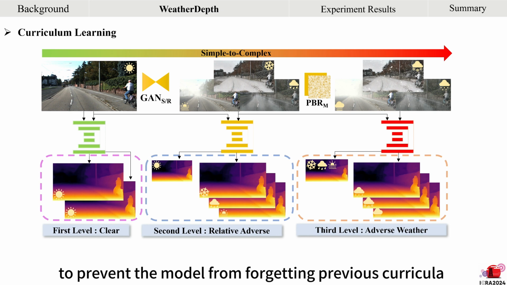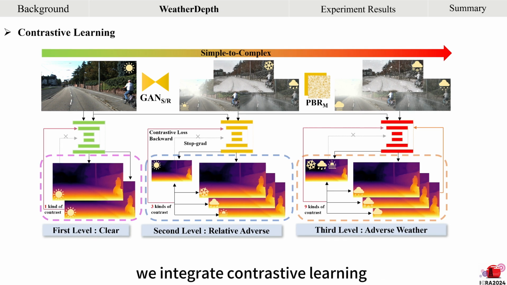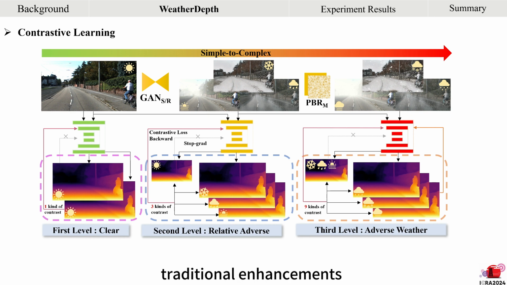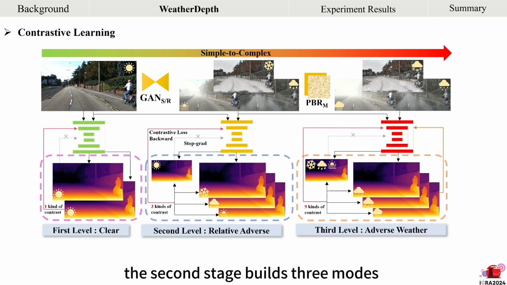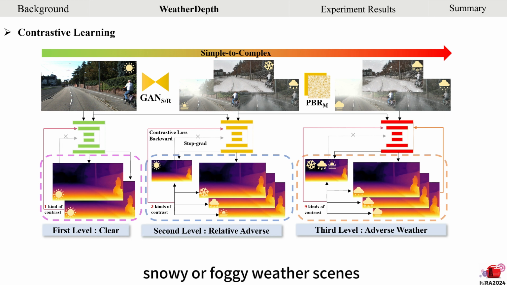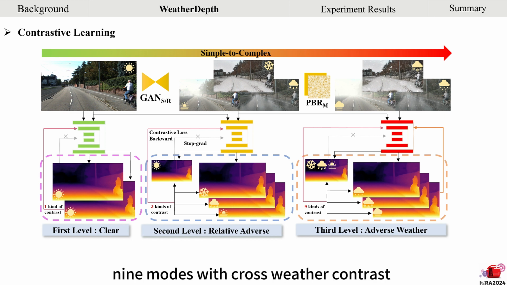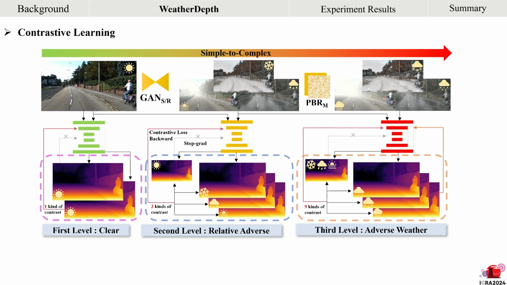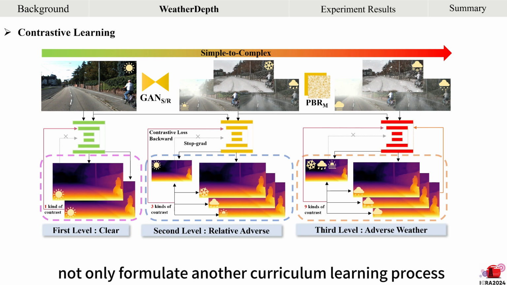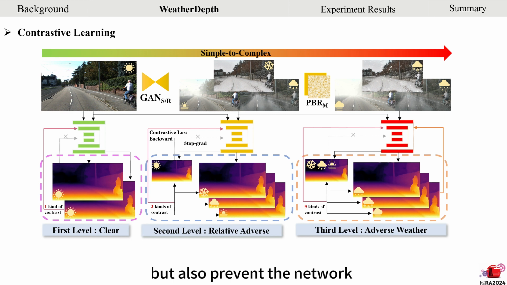Meanwhile, to prevent the model from forgetting previous curricula, we integrate contrastive learning. In the first stage, we establish one contrastive mode between two clear images with different traditional enhancements. The second stage builds three modes between the sunny scene and randomly selected rainy, snowy, or foggy weather scenes. The third stage constructs 9 modes with cross-weather contrast. These increasingly challenging contrastive modes not only formulate another curriculum learning process, but also prevent the network from solely focusing on resisting weather changes and completely biasing its domain to the new weather.